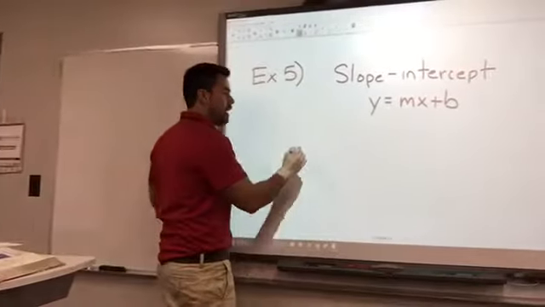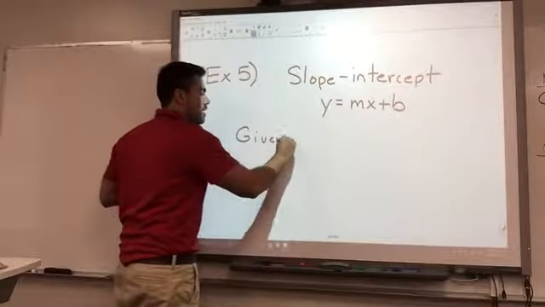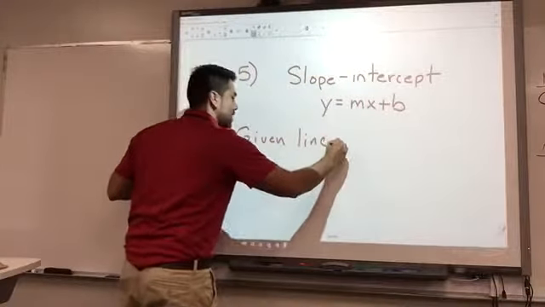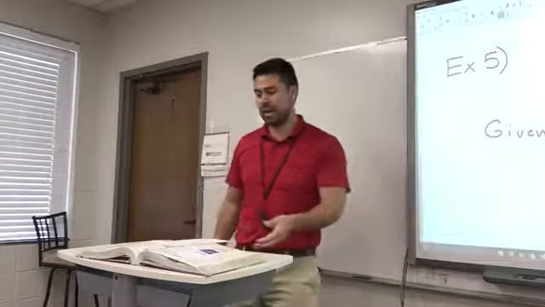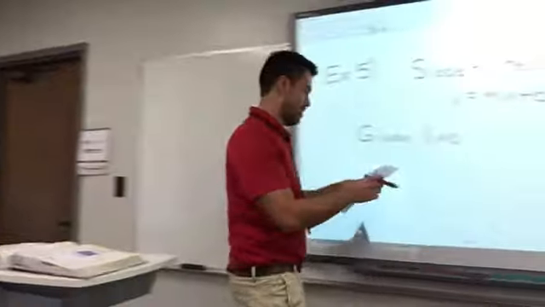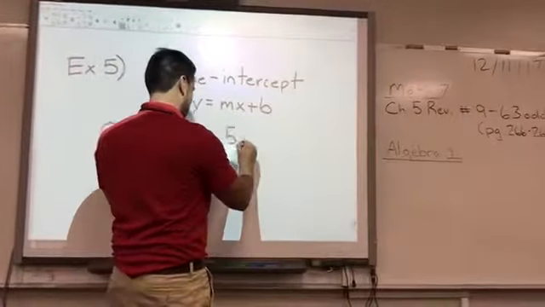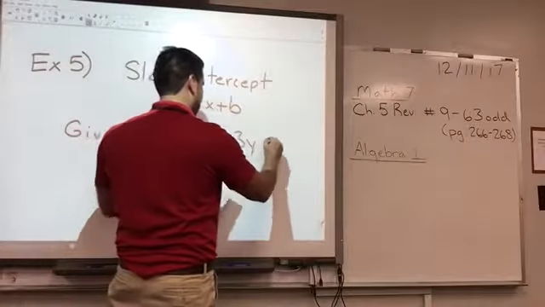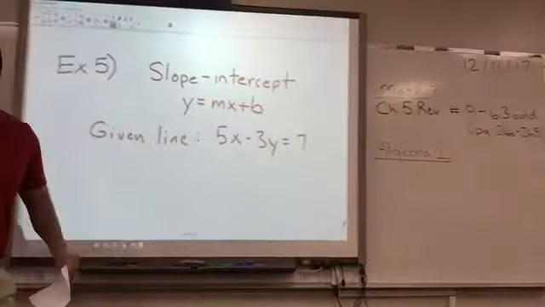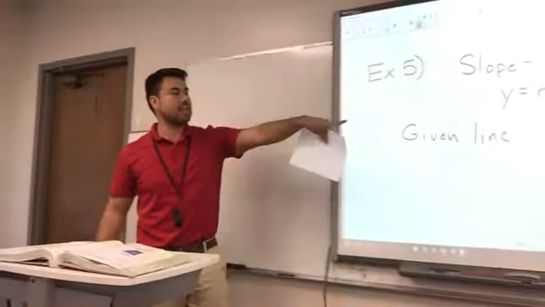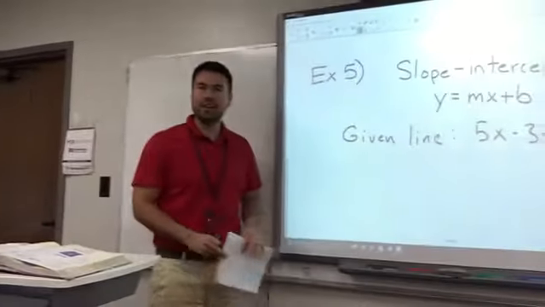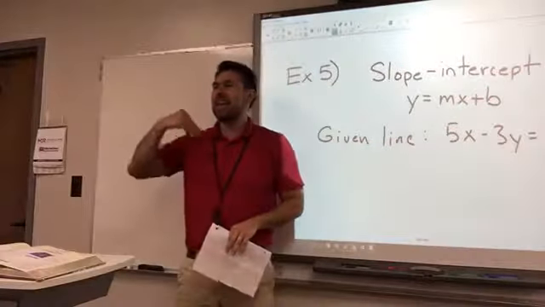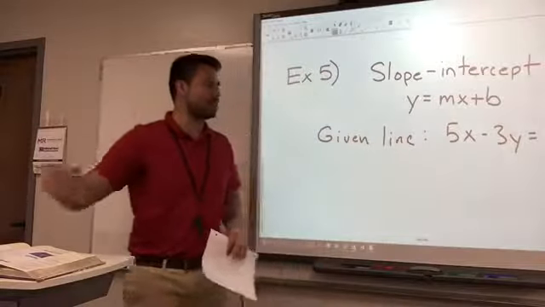But they give me a given line. What's the given line's equation? Wyatt? So that's a point, and the given line is 5x minus 3y equals 7. So it's the equation they give us. Why do they call it the given line? Because they gave it to us, or it has been given to you.